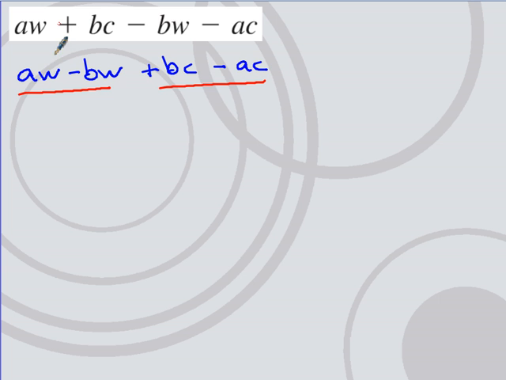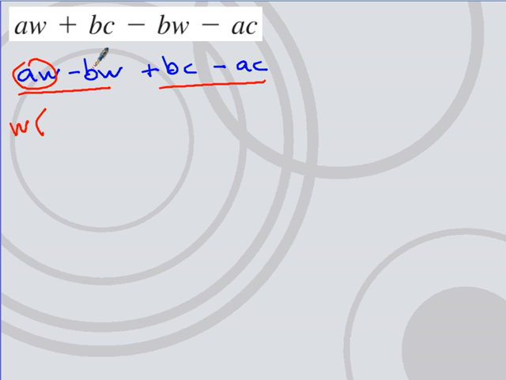Reminder that terms are movable as long as the plus and minuses stay in the right place. BW was negative, so it stayed negative. AC was negative, so it stayed negative. Now help me, Savannah. AW and BW, what's common? Good. Pull it out, and Savannah, what are you left with?